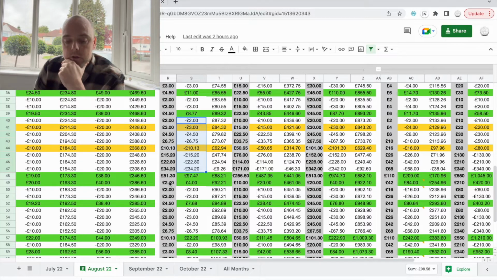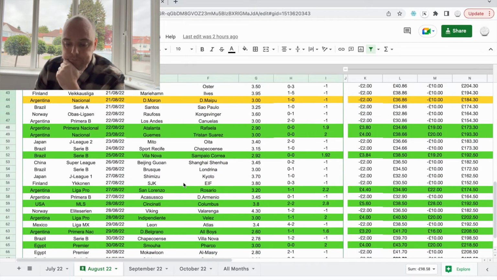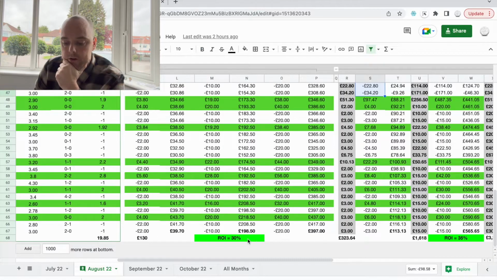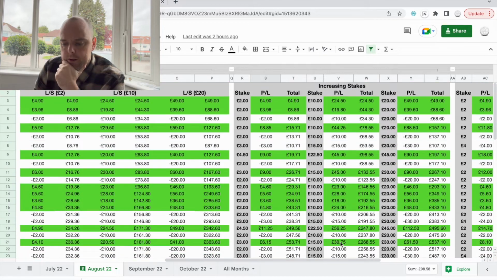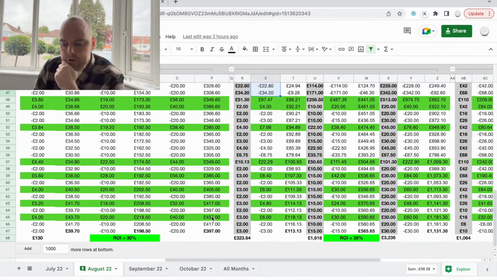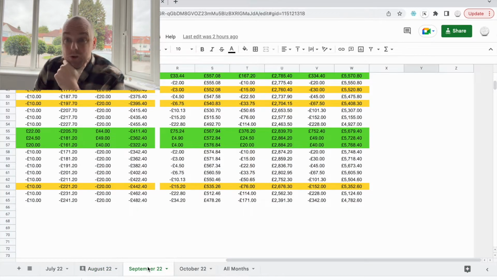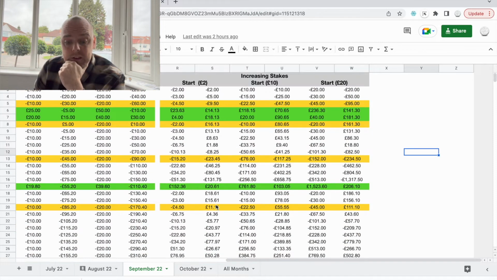But, you know, just so you know that there might be a couple missing just because my record keeping's been a bit crap. So this was August, and we finished off with an ROI of 30% for level stakes, and for increasing 35%. Now September was a whole different ball game. Not a good month at all. It's the worst month we've had, I think.